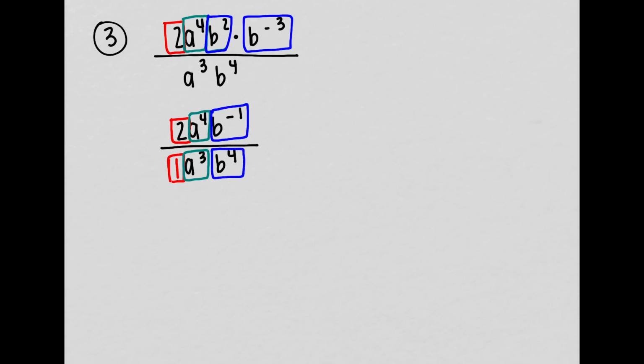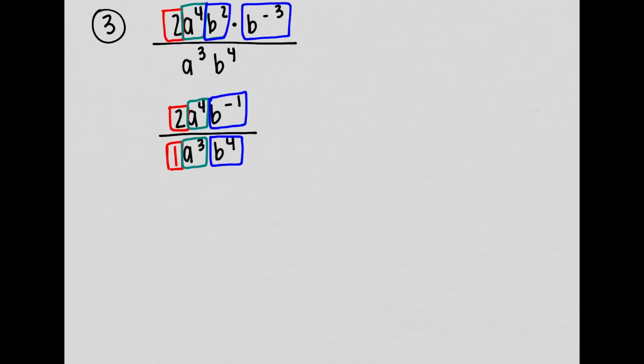And I'm just going to go piece by piece. So I have 2 divided by 1. That leaves me with 2. I now have a to the 4th divided by a to the 3rd. We really haven't done any division yet. But our division rule tells us if we're dividing exponents that have the same base, we subtract them. So I'm going to have a, and it would be 4 minus 3, which just leaves me with 1.